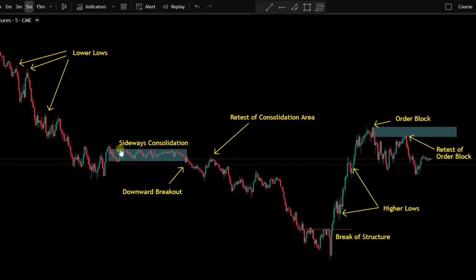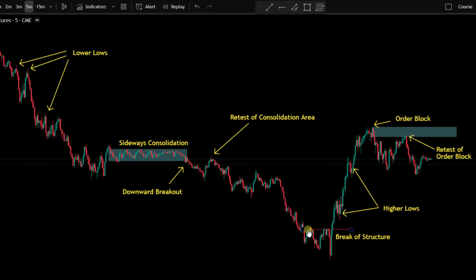We have a tight range, so we have support and resistance. We have resistance at the top, support at the bottom here, and then finally we have the downward breakout, and then the retest here of the consolidation area, and then a series of lower highs and lower lows, creating a downtrend.